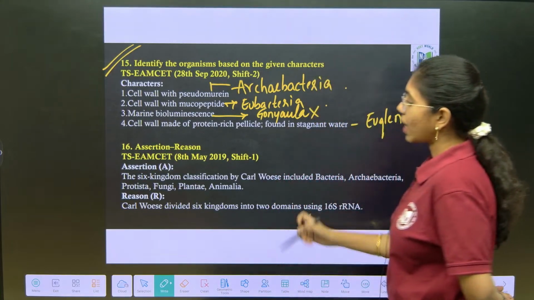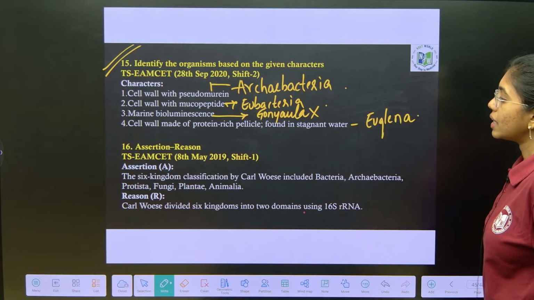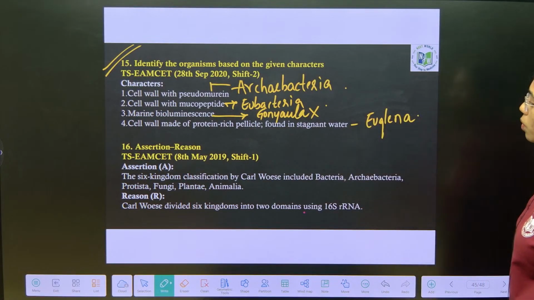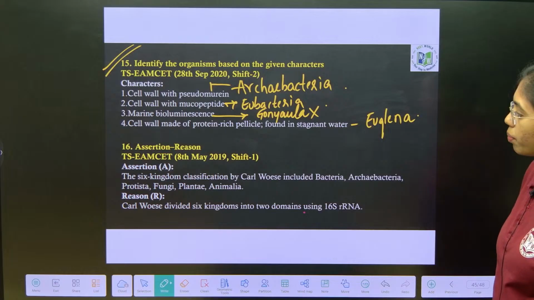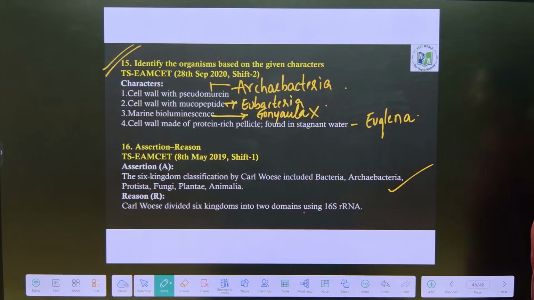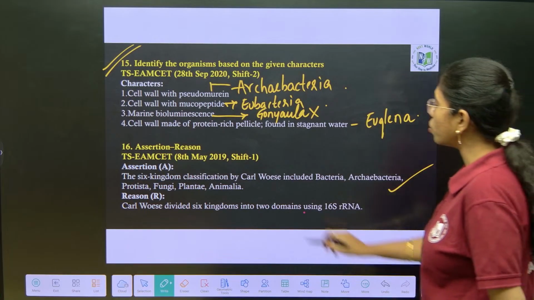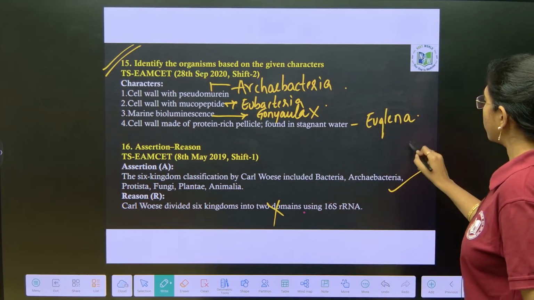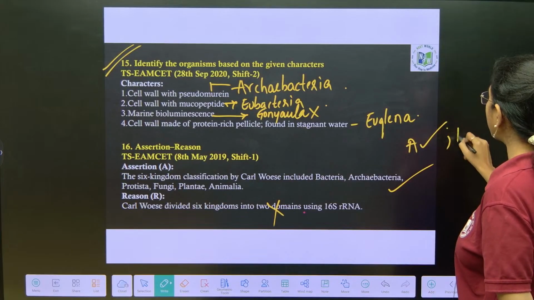Fine. Next, assertion and reason. Assertion: the 6 kingdom classification by Carl Woese includes Bacteria, Archaebacteria, Protista, Fungi, Plantae and Animalia. Reason: Carl Woese divided the 6 kingdoms into 2 domains. Now it is 3 domains. So, the assertion is correct and the reason is false.